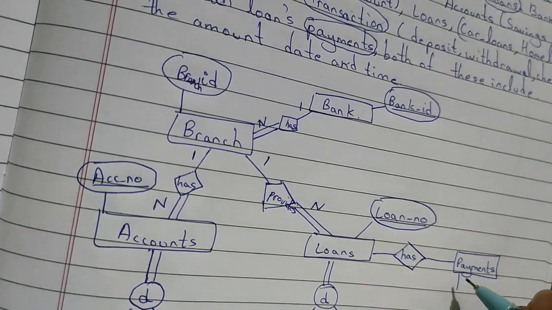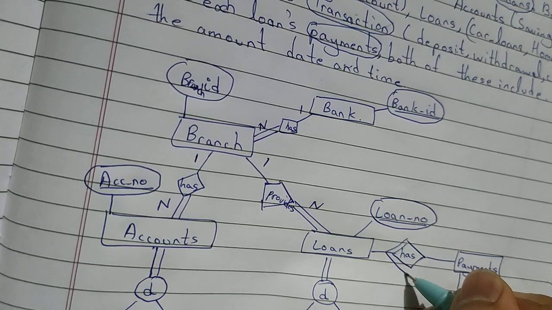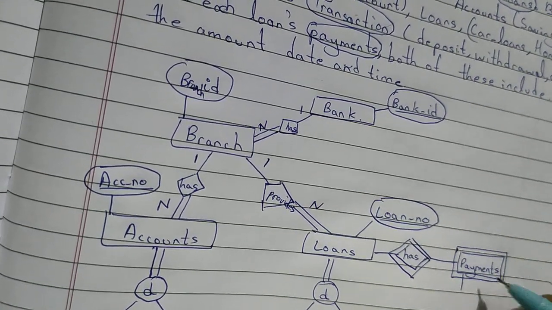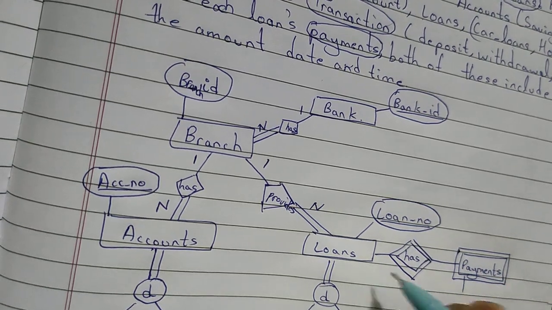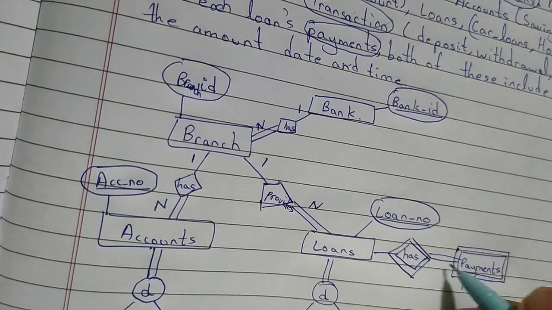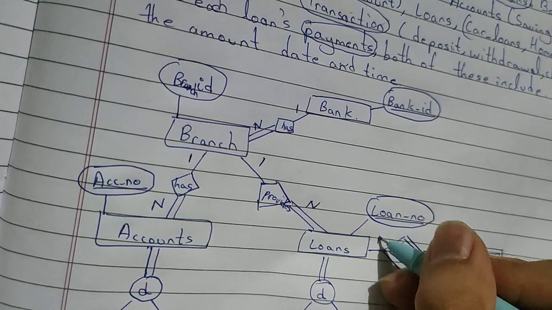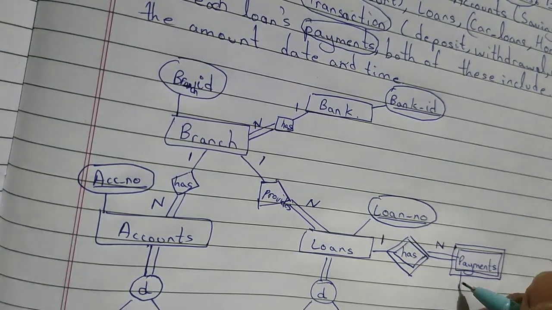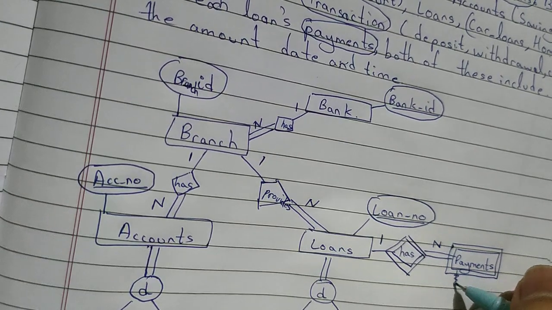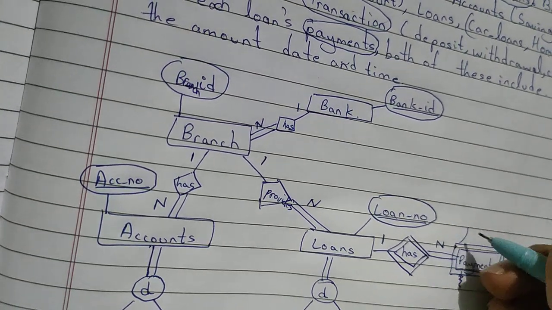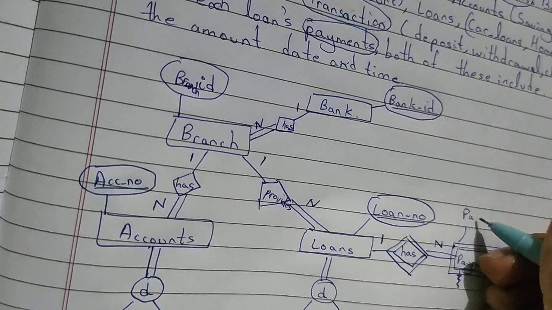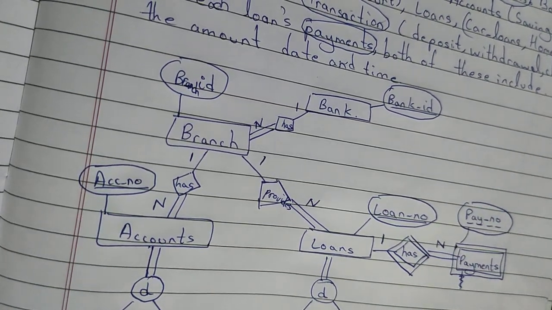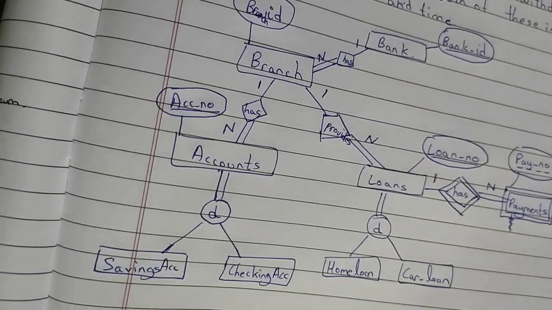Now the payment can be a weak entity, okay? Because payment can be dependent on loan, no? You can only make a payment if the loan exists. So from the payment's side, we have total participation. And one loan can have n number of payments, correct? So yeah, that's there. And then we can have payment number as your partial key. Partial key, that's why I put a dashed underline, okay?